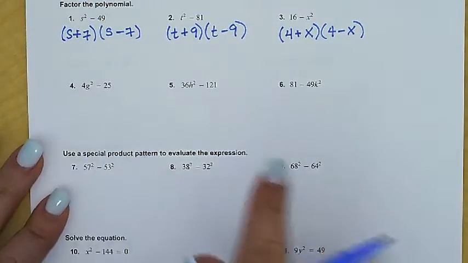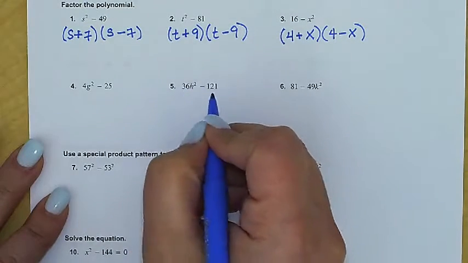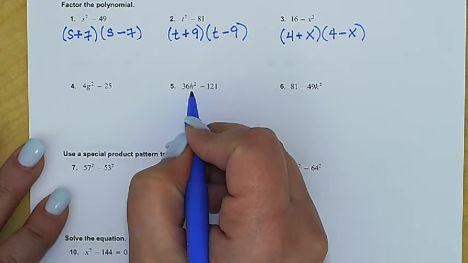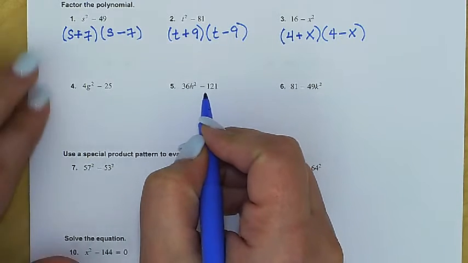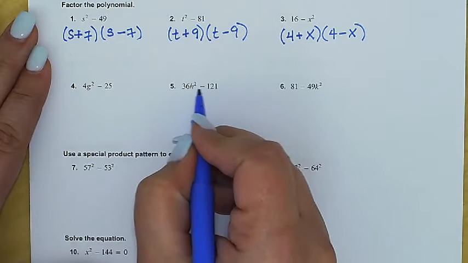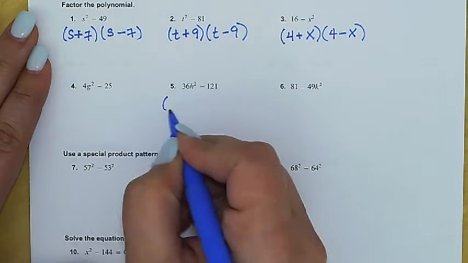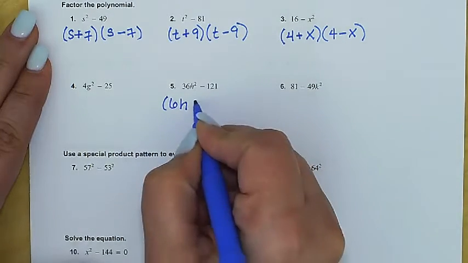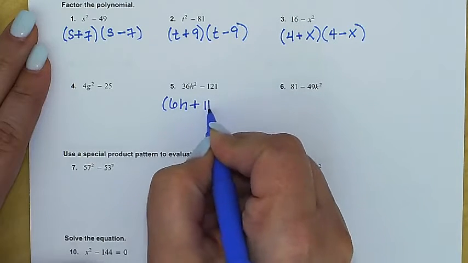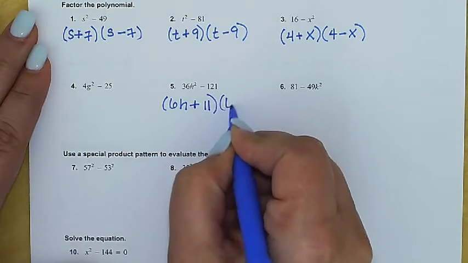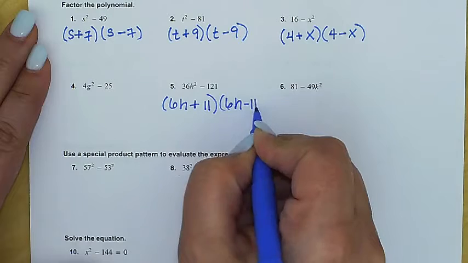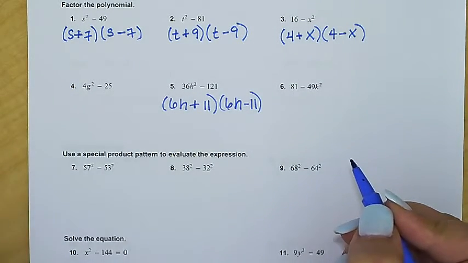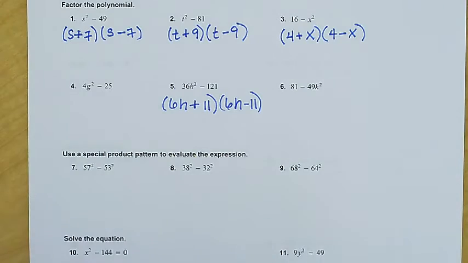So let's try one with a couple of coefficients here. Even though this has a 36, 36 is still a perfect square, so is h squared. And 121 is a perfect square. And since this is the difference of two perfect squares, we can definitely factor that. So the square root of that first term plus the square root of 121, which is just 11. And then I have another one just like it, but with the opposite sign. Okay. So try numbers 4 and 6. See how that goes. See if that feels pretty good.